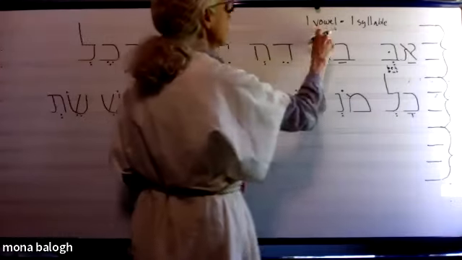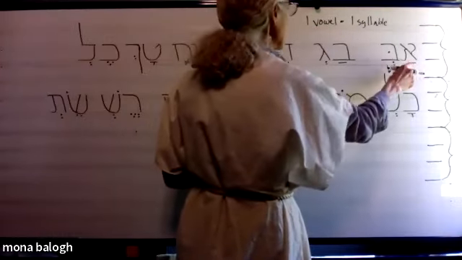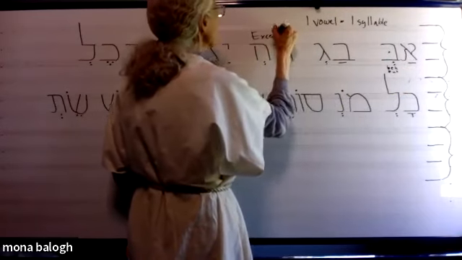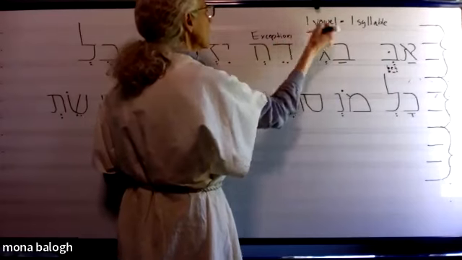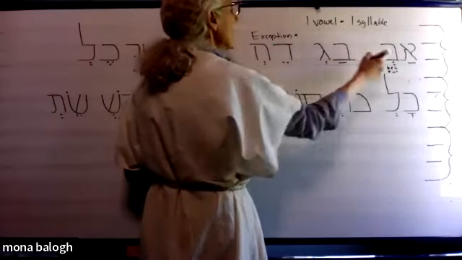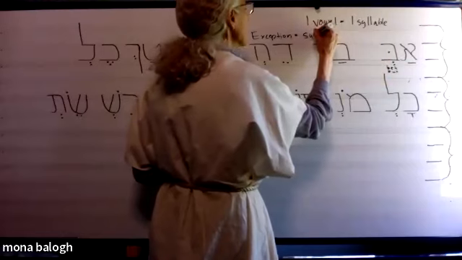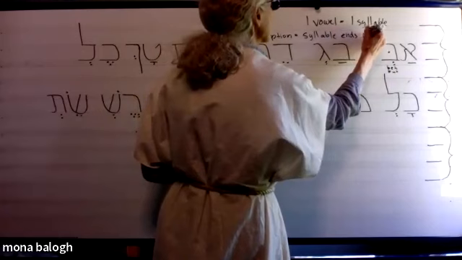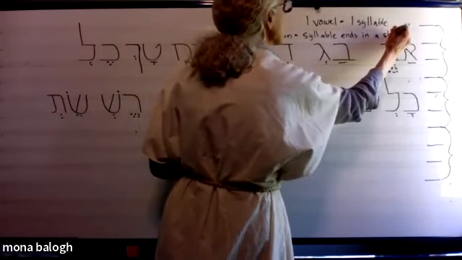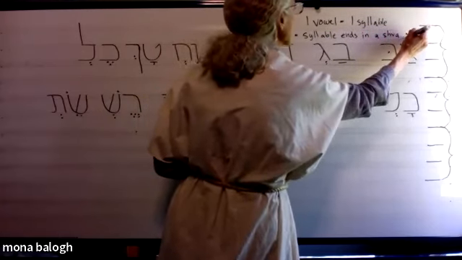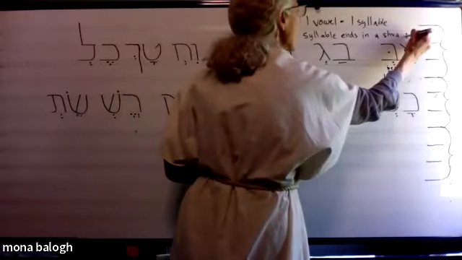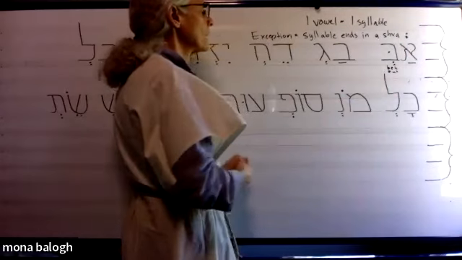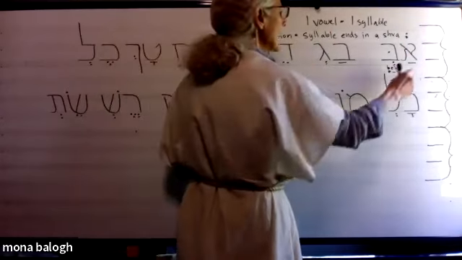This is the exception to the one vowel equals one syllable. Here we made one vowel, one syllable. The exception to this is when the syllable ends in a shva. Okay, so if the syllable ends in a shva, then it can make one syllable. So let's say this in one syllable.